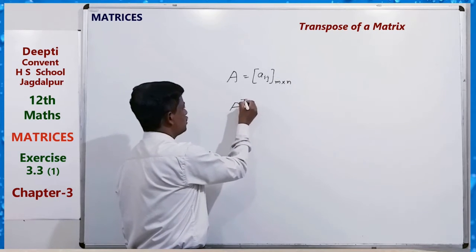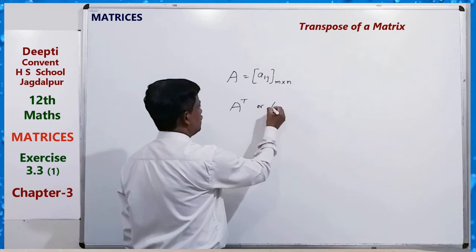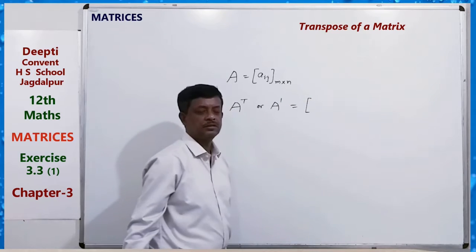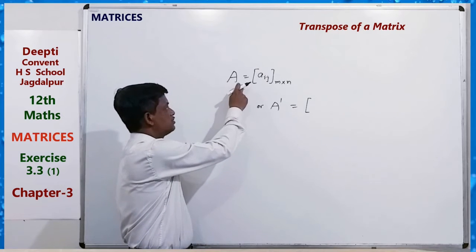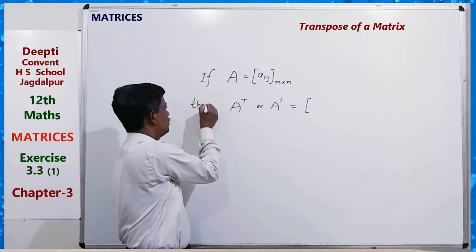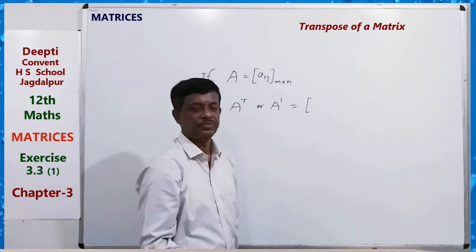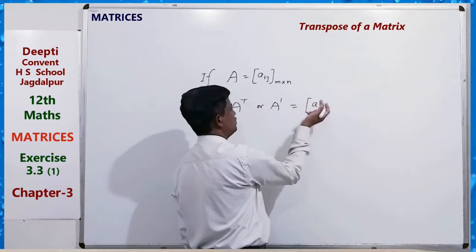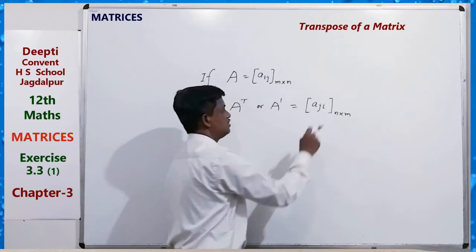A transpose is denoted by A T or A dash. So this is equal to what? This is the matrix, and this is the transpose of this matrix. Just interchange row and column. So we can get like this, Ji. This is Ij, Ji, and the order of the original is m by n, and this is n by m.